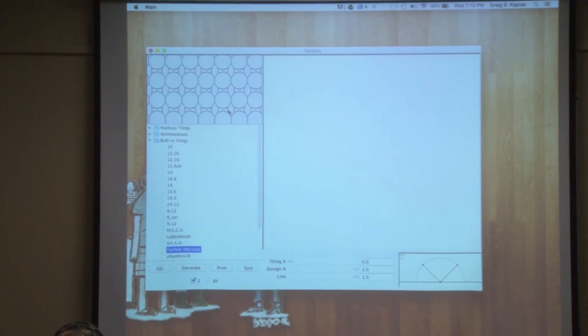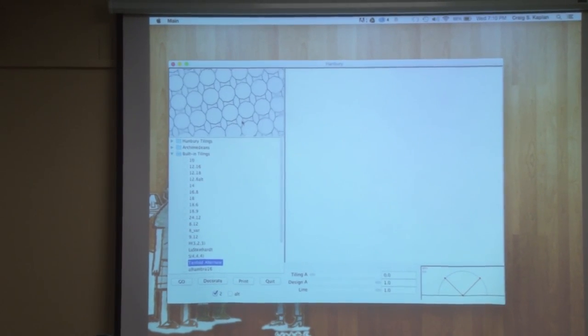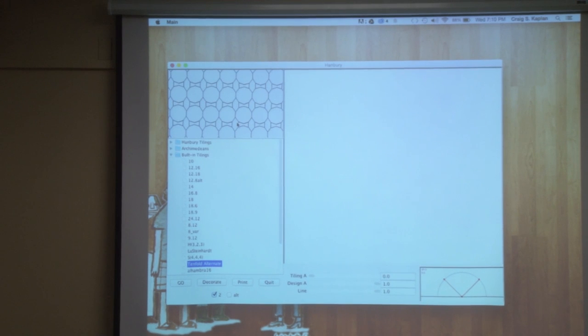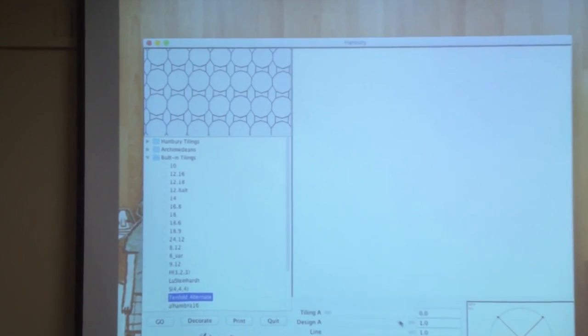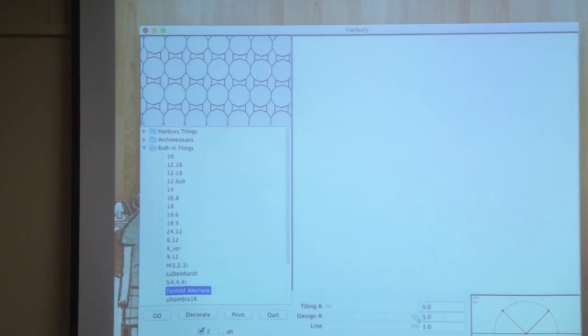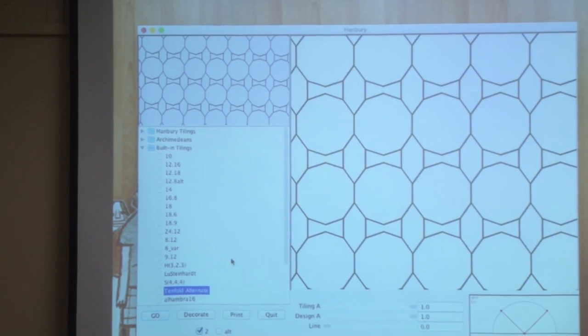There's the tiling I just showed you, although I guess it's rotated. No, I guess that's the orientation I had. I'm gonna turn this knob down. Some of these knobs are purely for demonstration purposes. There we go. So there's the tiling writ large.